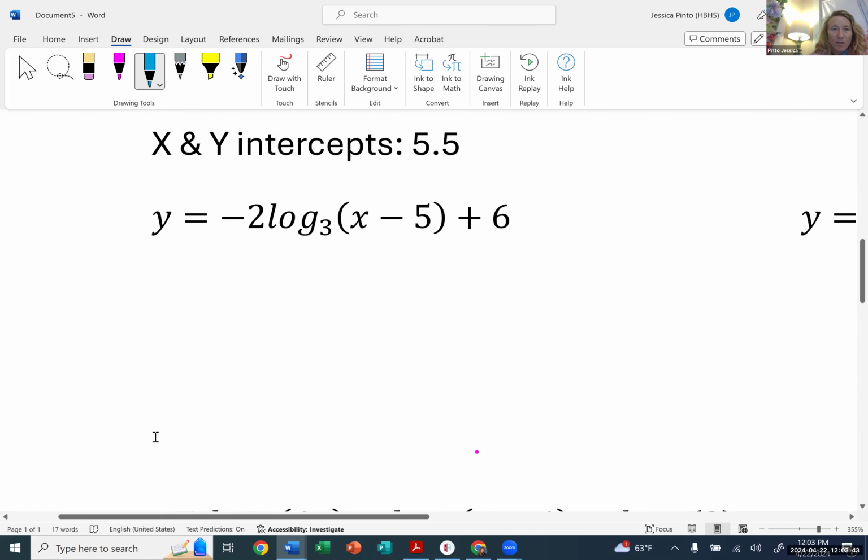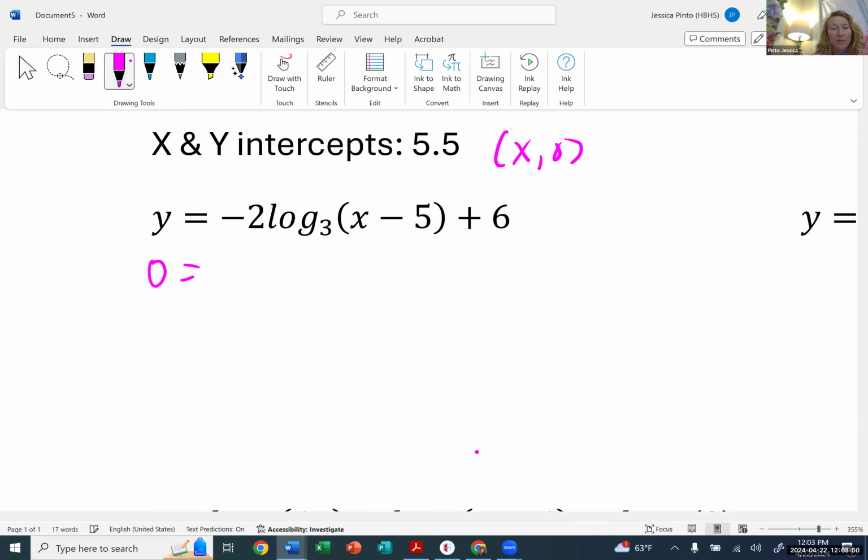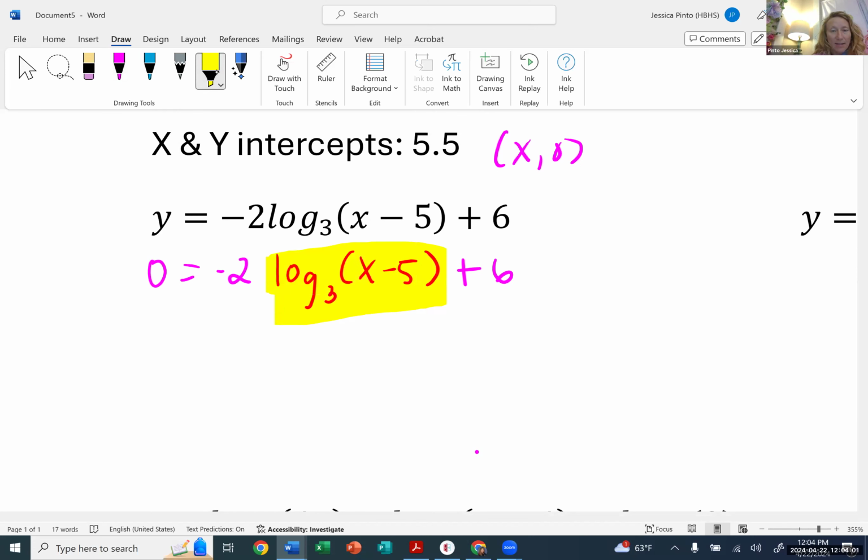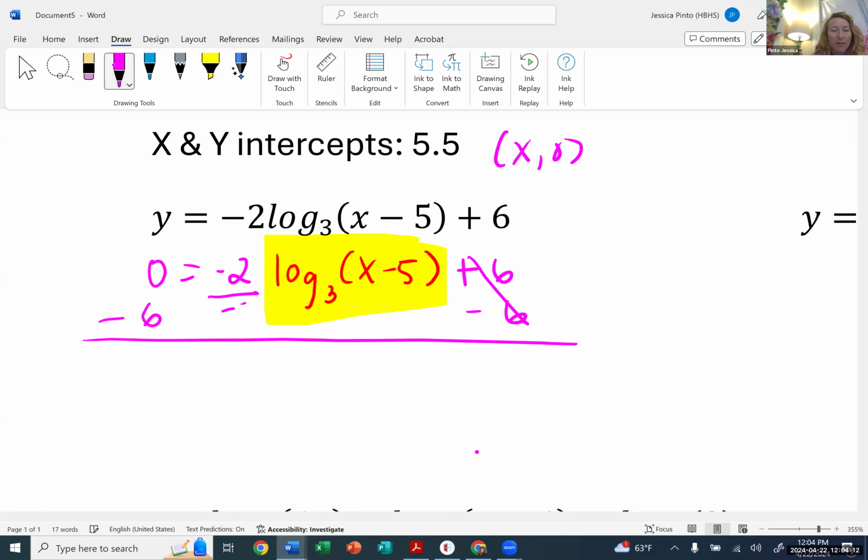So to find the x-intercept, it's x, 0. So the y value is replaced with 0. And I'm just writing it down again. Now I'm going to isolate the part that has logs. To be sure, that's just this part that has log. So I need to get rid of the 6 and the negative 2. So I subtract the 6. Then I'm going to divide by negative 2. Negative divided by negative is positive. So I'm getting 3 is equal to log base 3 of x minus 5.